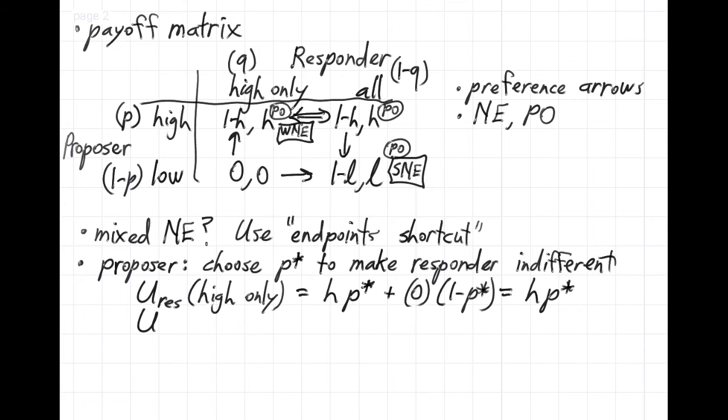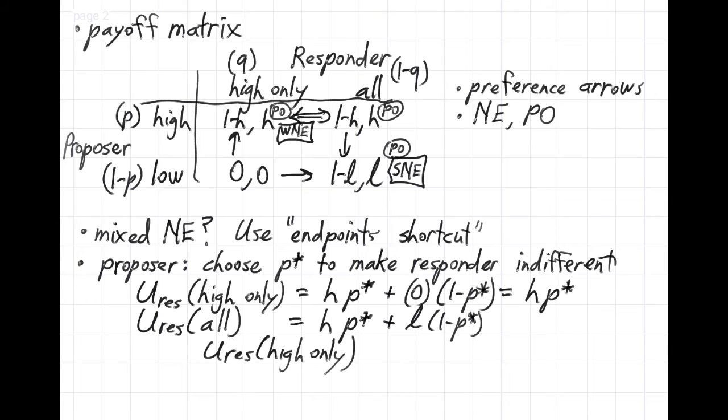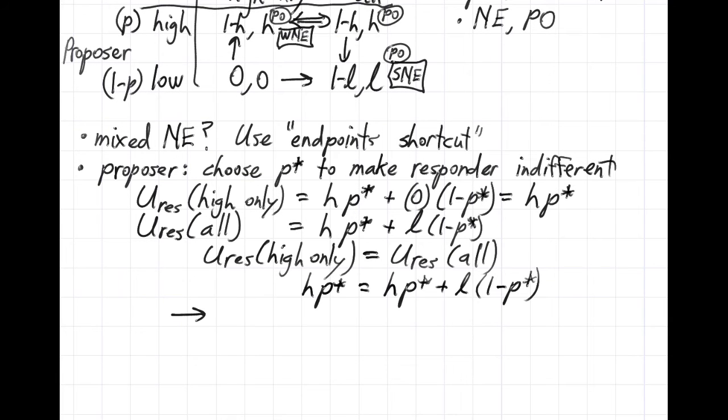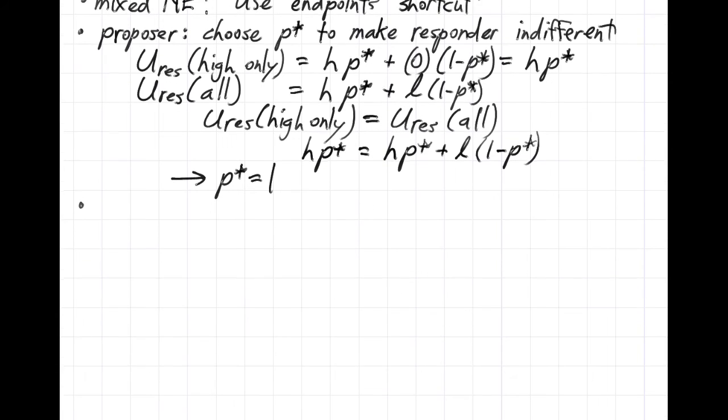Let's look at the other limit. The utility of the responder if they should choose all. Exact same reasoning. So it becomes h times p star plus, now it's l times 1 minus p star. And this criterion here, choosing p star to make the responder indifferent, means equating these two things to each other. So we want to set the utility of the responder if he chooses high only to be the same as the utility of the responder if he accepts all, and we conclude that p star has to be equal to 1.